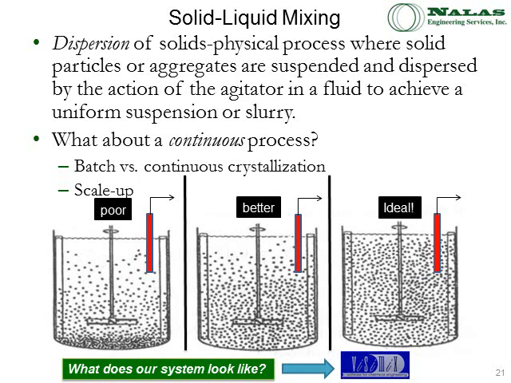And that second bullet there is, what about a continuous process? When you have a batch reaction and you run, there's a finite amount of solids that are going to be generated. When you have a continuous process, well, it never ends. It could go on for a year or 2 years. So it becomes more important what that dispersion looks like for a continuous process.